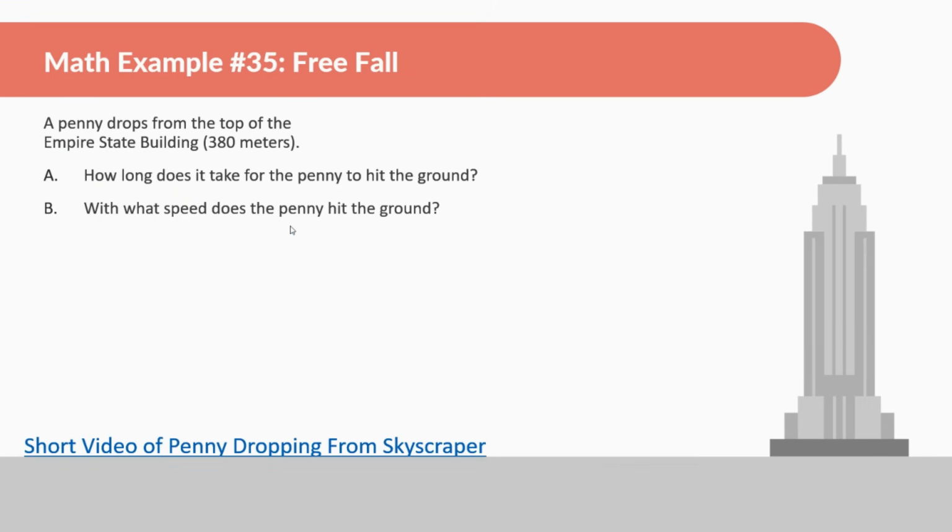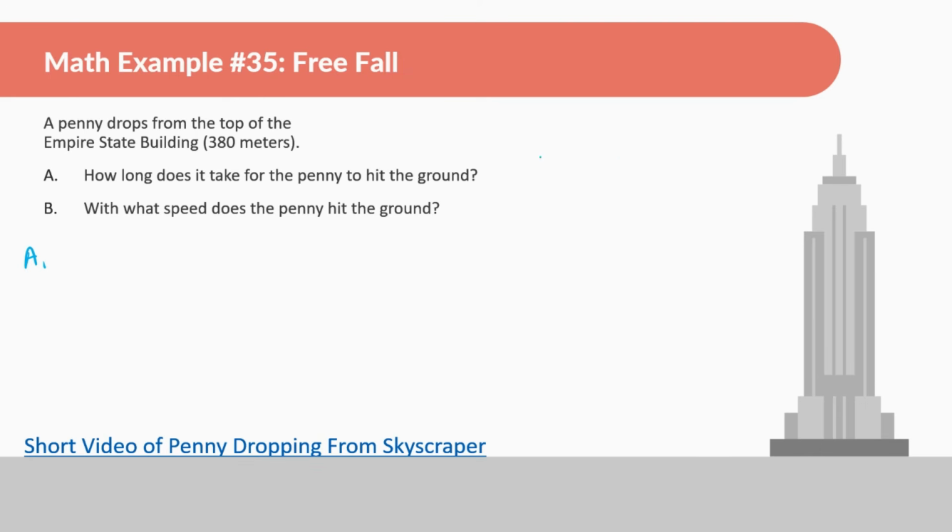All right, let's do it again. This time, I think I'm just gonna do a little shorter. A penny drops from the top of an Empire State Building, which is 380 meters. How long does it take for the penny to hit the ground? With what speed does the penny hit the ground? Okay. Part A.